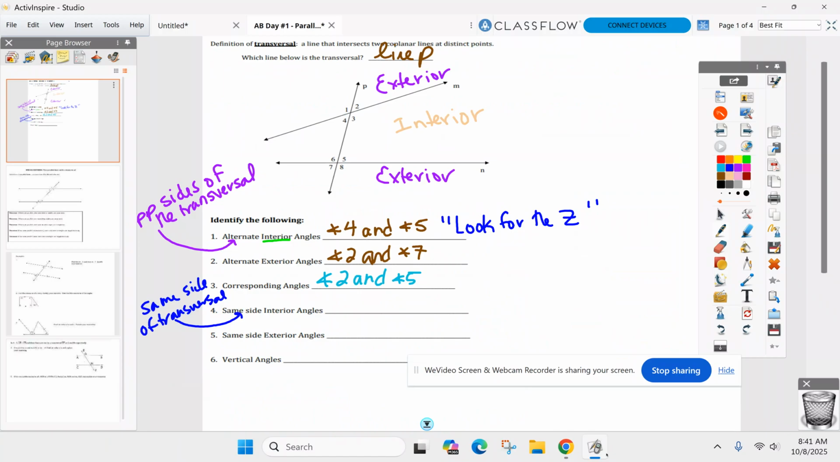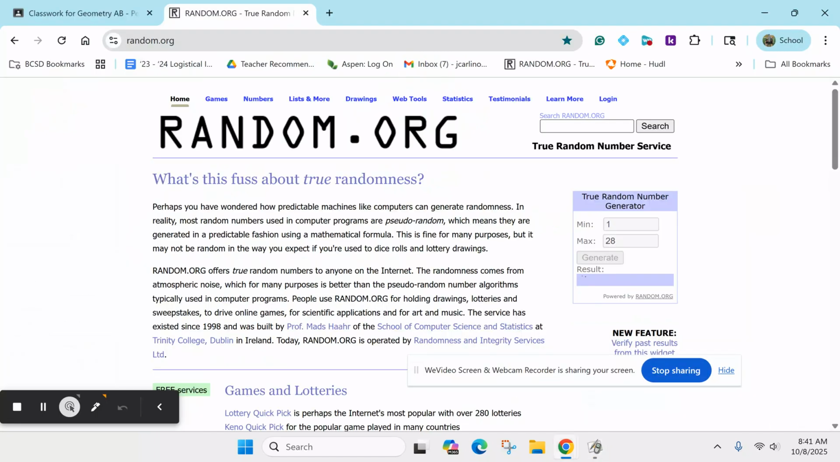3 and 5 work for me. Good work. 3 and 5. Also 4 and 6 would have worked. 4 and 6. That is it, though. All right, let's keep trucking here. Same side exterior now. Same side of the transversal, exterior, outside the lines. Give me a pair that would be same side exterior. Going deep here. John Carlo?